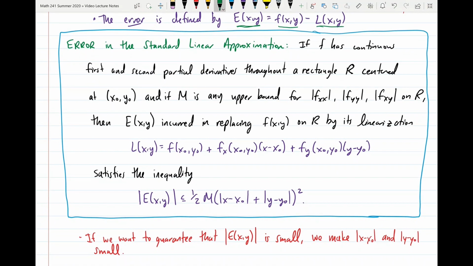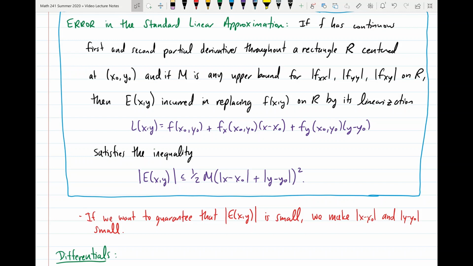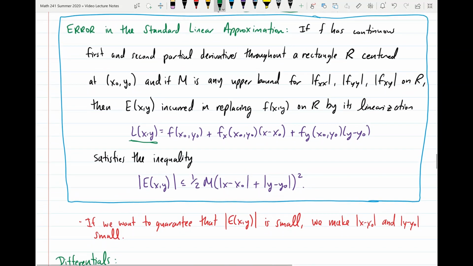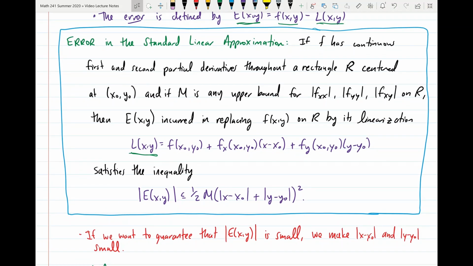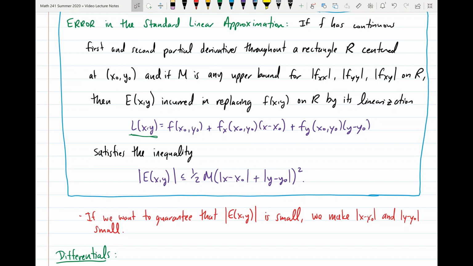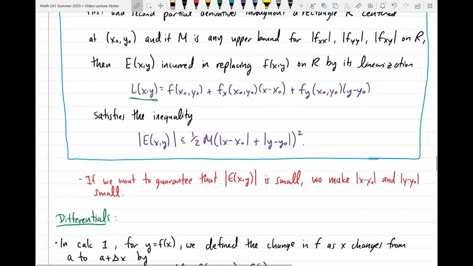And if m is some upper bound for the absolute values of our second order partial derivatives on the rectangle R, then the error of x,y incurred in replacing f of x,y on R by its linearization, where that linearization is this function L of x,y, is going to satisfy the following inequality. And here we're going to give a bound for that error. So if these conditions are met, then we know that when we approximate using the linearization, we can only be this far off from the actual value if we were to evaluate f at the point x,y.